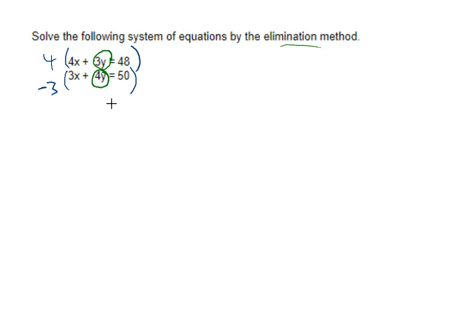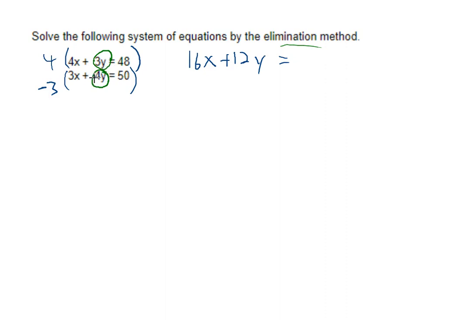And then the y's will cancel each other out. So go ahead and distribute. It has to get multiplied to everything. So we'll get 4 times 4x, which is 16x. We'll get 4 times 3y, which is the 12y that we wanted there. And then we're going to get equals 4 times 48, which I don't have a calculator handy with me here.